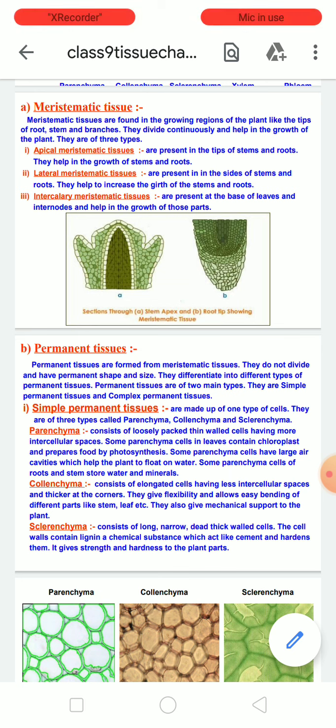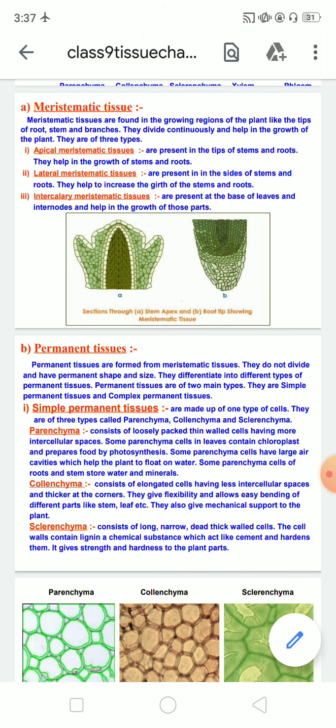Apical meristematic tissue, these are present in the tips of the stems and the roots. They help in the growth of stems and roots. Then there is the lateral meristematic tissue. These are present in the sides of the stems and roots, and they help in the increase of the girth of the stems and the roots. Intercalary meristematic tissues. These are present at the base of the leaves and internodes and help in the growth of those parts.